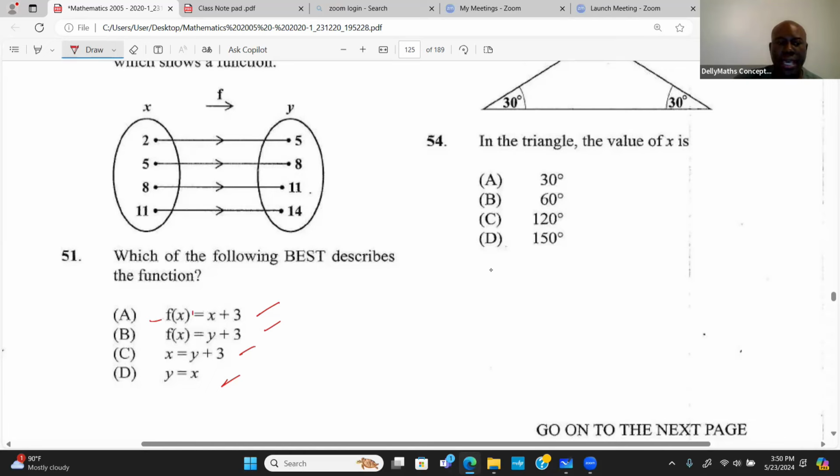Number one says f of x is equal to x plus 3. In other words, y is the same thing as f of x. So this is saying that y can be found by adding 3 to x. Let us see. 2 plus 3, did it give 5? Yes. Let's check some more. 5 plus 3, did it give 8? Yes. 8 plus 3, did it give 11? Yes. And 11 plus 3 did give 14. So A is our response here, because f of x, which is y, can be found by adding 3 to x.